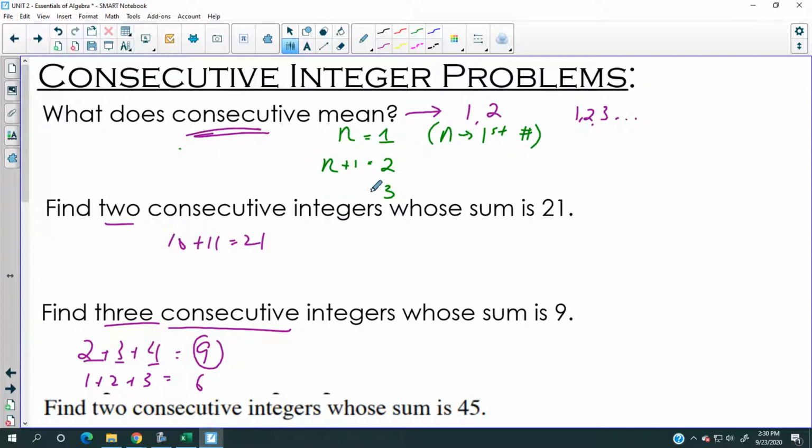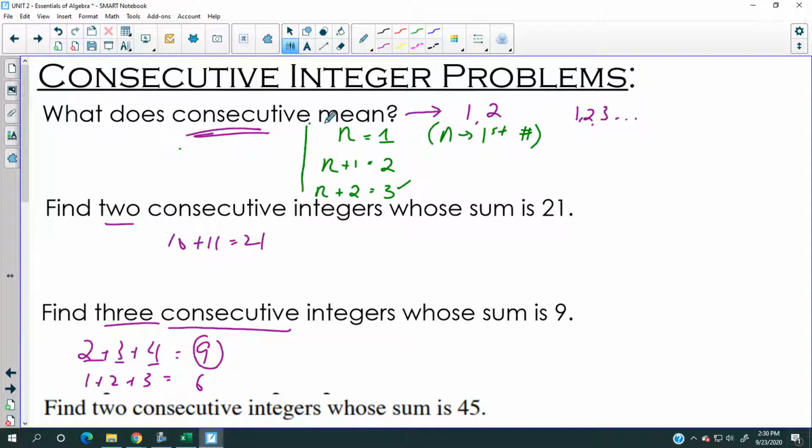Now think about that, still using the same letter. What would be the expression for the next number after 2? It will be n plus what? Yeah, n plus 2. And you know you're right because n is 1, so 1 plus 2, that's 3.